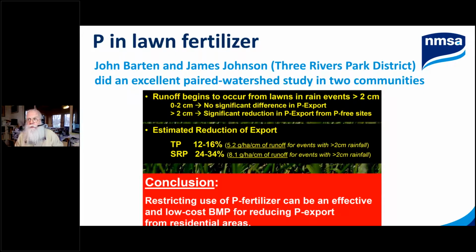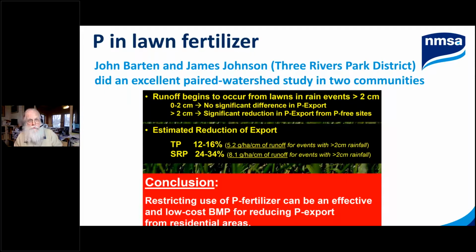John Barton and James Johnson from the Three Rivers Park District did an excellent paired watershed study in two communities, suburbs of Minneapolis, where one community had a fertilizer restriction and one did not. What they found was that even with relatively small storms, less than an inch, they were seeing significant phosphorus export from lawns, and limiting the lawn fertilizer resulted in significant reductions of that phosphorus export: 12 to 16% for total phosphorus, 24 to 34% reductions for soluble reactive phosphorus.